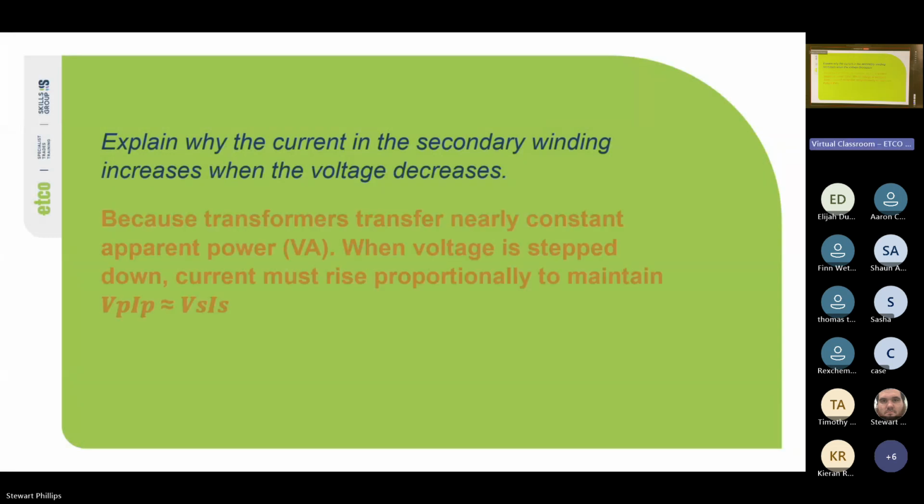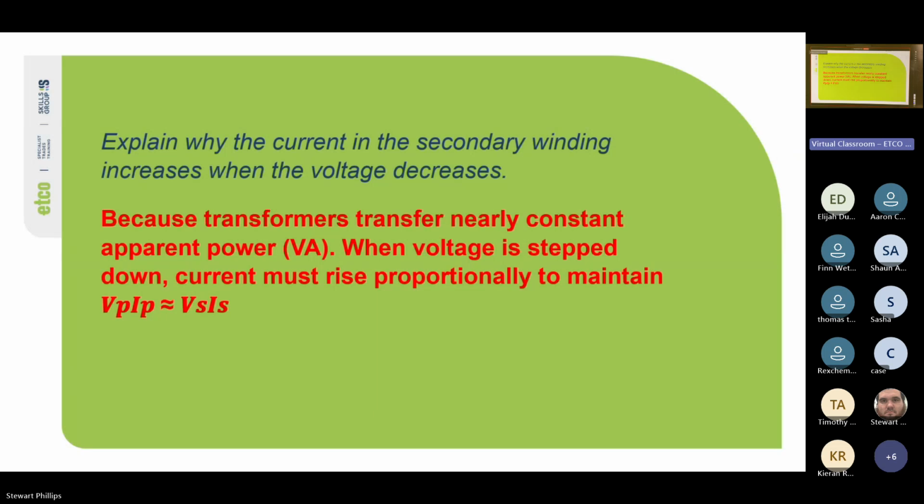Yep, it's basically what you guys are saying. Because transformers transfer nearly constant apparent power, or VA, when voltages step down, current must rise proportionally to maintain it. So V primary times I primary total is equal to V secondary times I secondary.